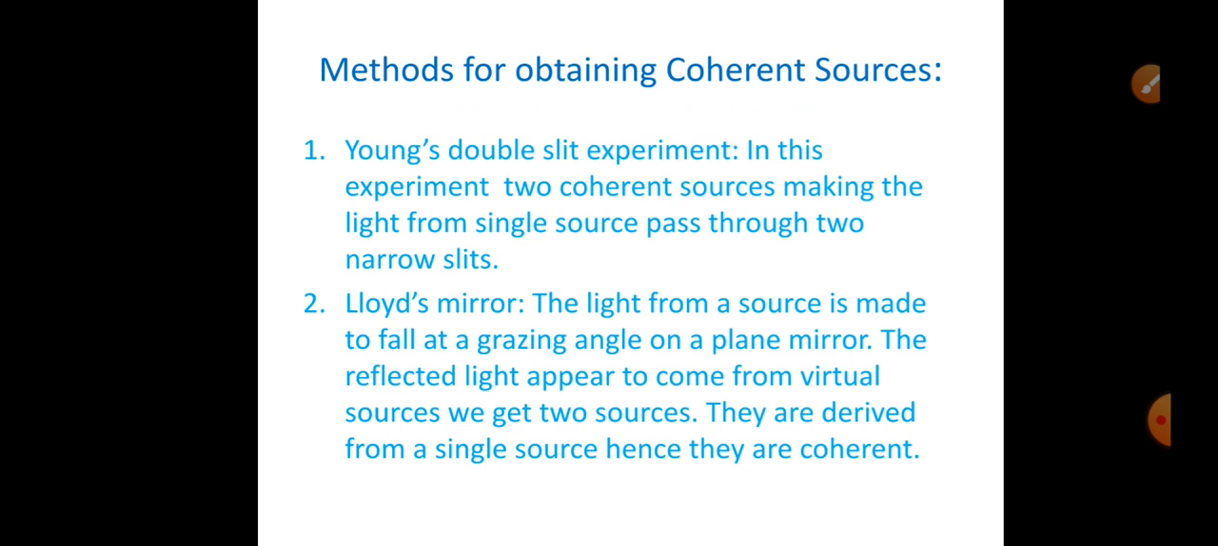In this experiment, the two coherent sources are made from light from a single source passing through two narrow slits separated by a very small distance, and we see the interference pattern on a screen. This experiment we will study briefly in the next lecture. The second method for obtaining coherent sources is the Lloyd mirror. In the Lloyd mirror, light from a source is made to fall at a grazing angle on a plane mirror.